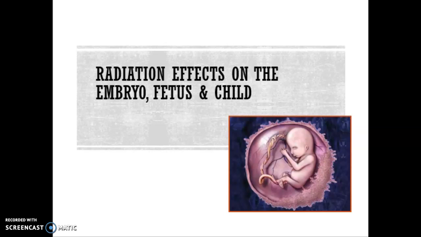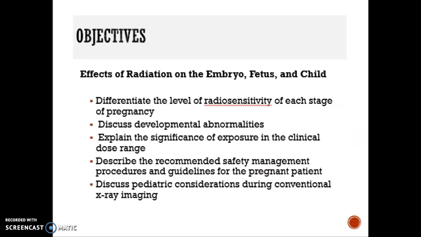Radiation interaction at the atomic level results in molecular change, which can produce a cell that is deficient in terms of normal growth. So how does radiation affect the embryo, the fetus, and the child? Our objective today is to discuss those effects, differentiate the level of radiosensitivity of each stage of pregnancy, discuss developmental abnormalities, explain significance of exposure in the clinical dose range, describe recommended safety management procedures and guidelines for pregnant patients, and discuss pediatric considerations during conventional X-ray imaging.